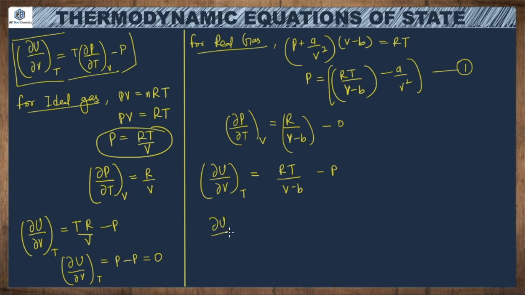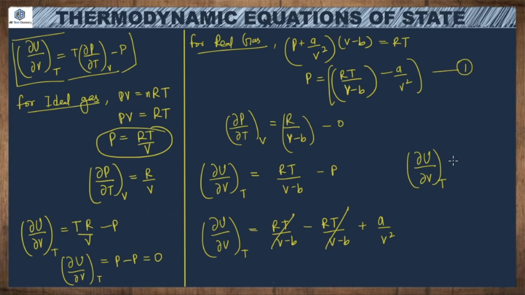So my del u by del v at constant T is going to be RT upon v minus b, and if I put the value of P and open the bracket, this will become RT upon v minus b, and this negative sign will make this negative sign positive, so I'll get a upon v square. Now you can see that these are the same terms, they will be cancelled, right? So what you will get is that del u by del v at constant T is actually equal to a upon v square.